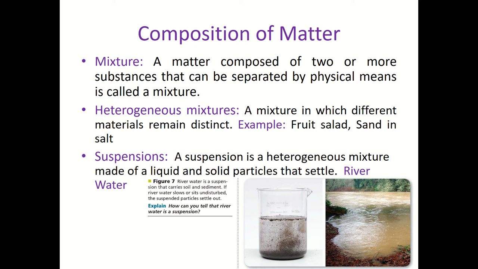Now the mixtures can be categorized into either heterogeneous mixtures or homogeneous mixtures. You have to know now the difference between them. I have heterogeneous and I have homogeneous mixtures. What is the difference between them? A heterogeneous mixture is a mixture in which different materials remain distinct. What does the word distinct mean? The word distinct means it can be distinguished. You can see or feel the difference between them.